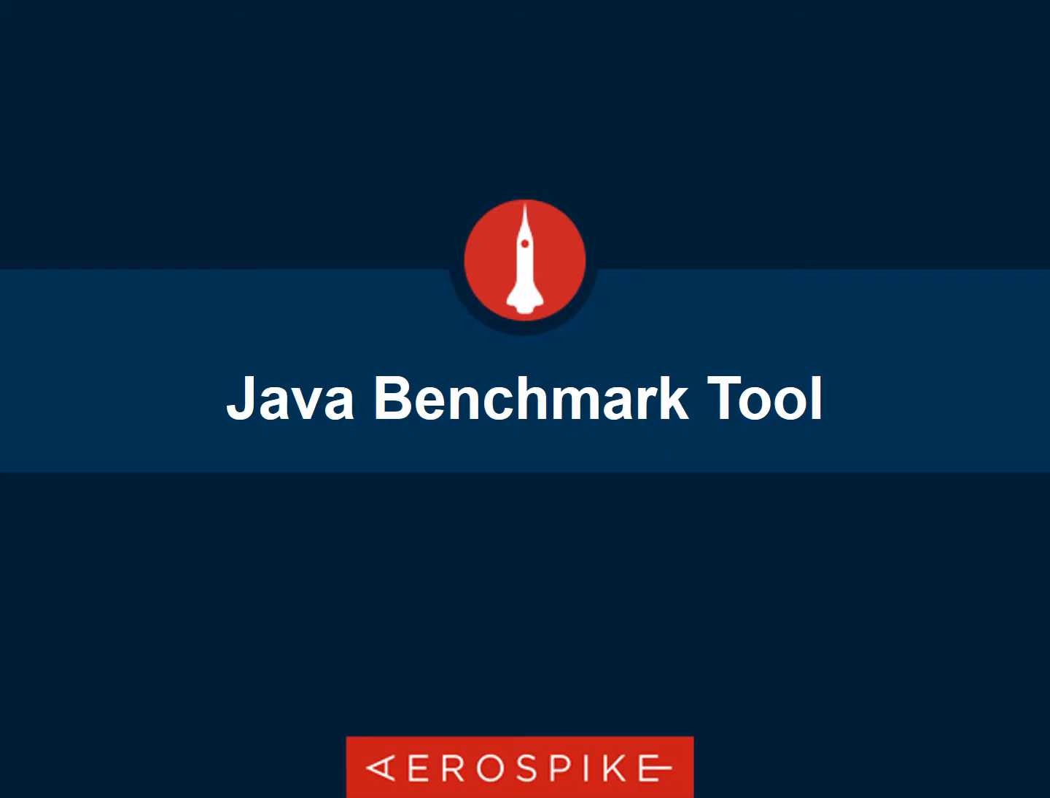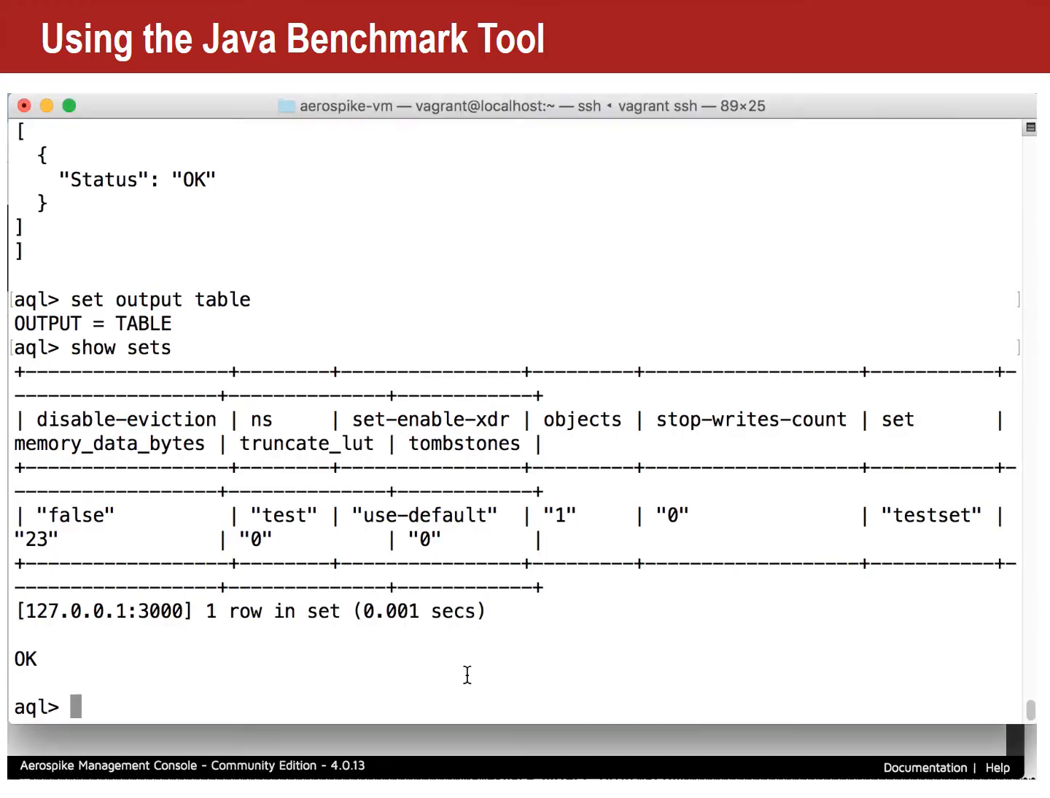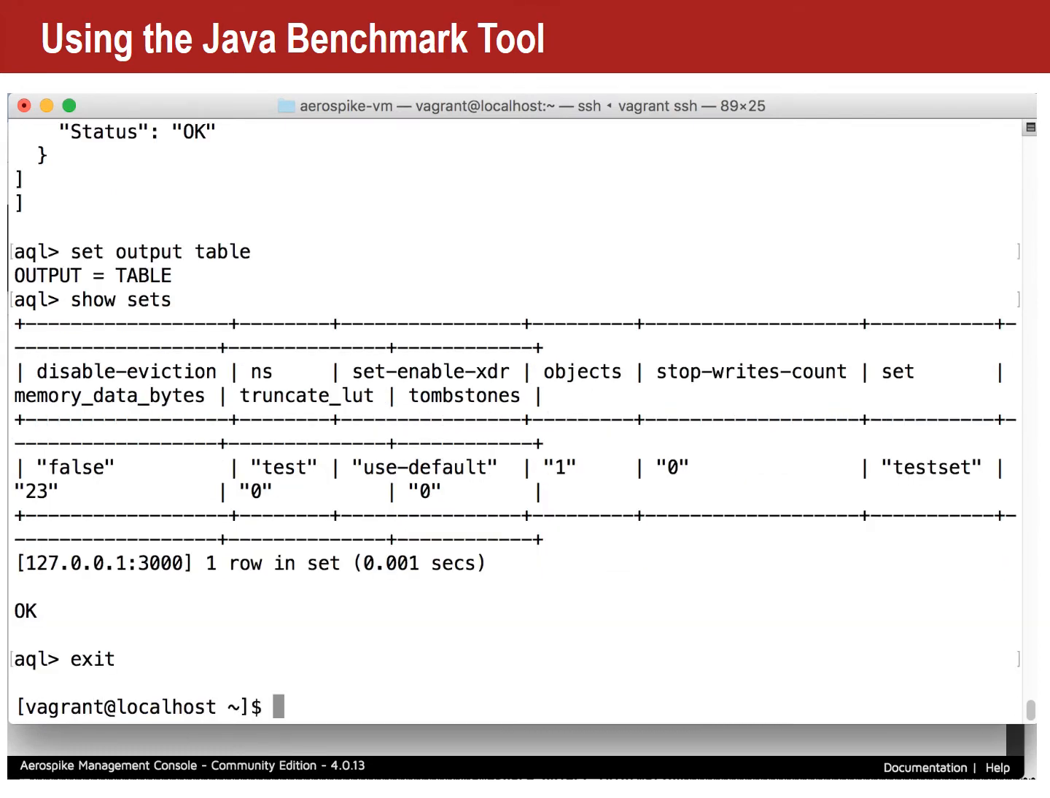While AQL is handy to insert a few records, if you wanted to insert, let's say, 100,000 records and monitor the latency performance, and the 100,000 records would be some representative form of records that mimics your real data, then the Java benchmark tool is a handy option. Let's exit out of AQL and let's explore the Java benchmark tool.